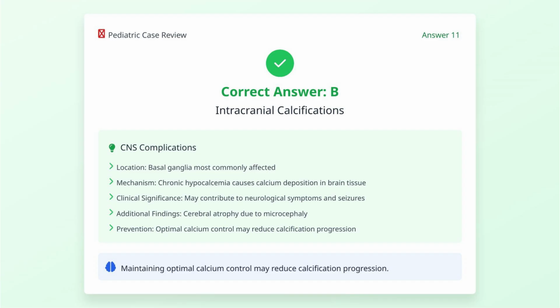The correct answer is B, intracranial calcifications. Basal ganglia calcifications occur most commonly due to chronic hypocalcemia causing calcium deposition in brain tissue. This may contribute to neurological symptoms and seizures. Cerebral atrophy from microcephaly is also present. Maintaining optimal calcium control may reduce calcification progression.